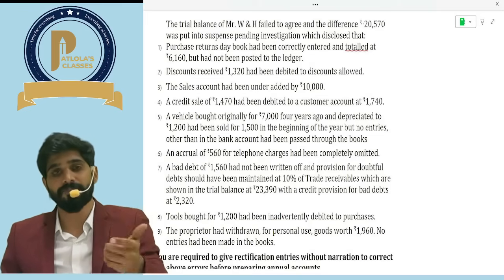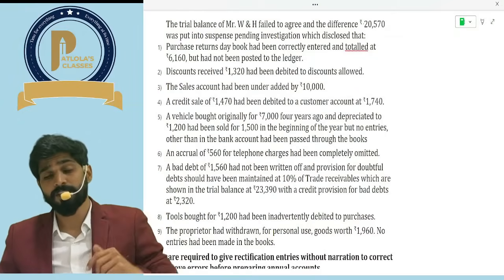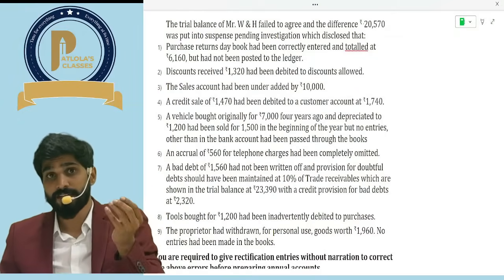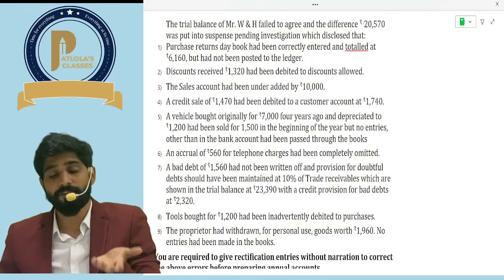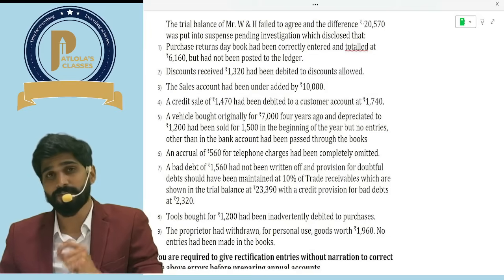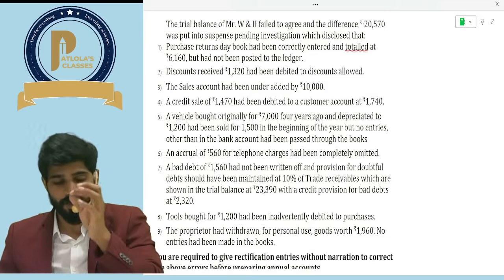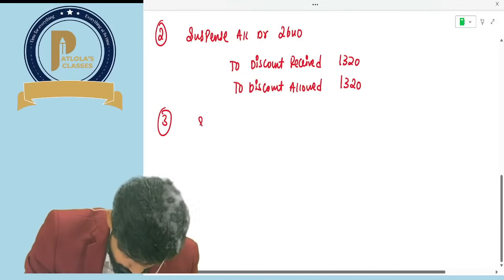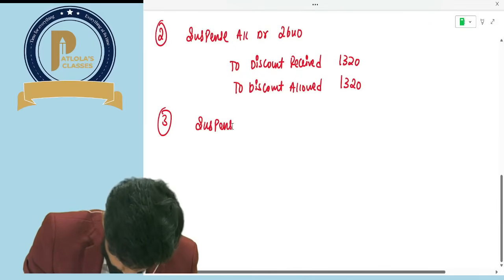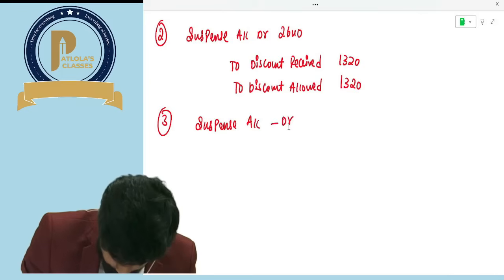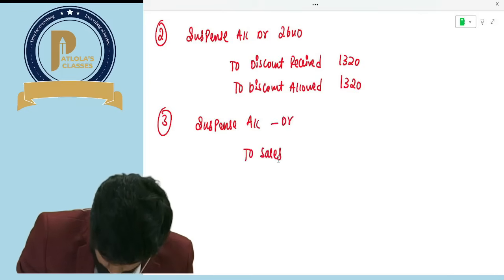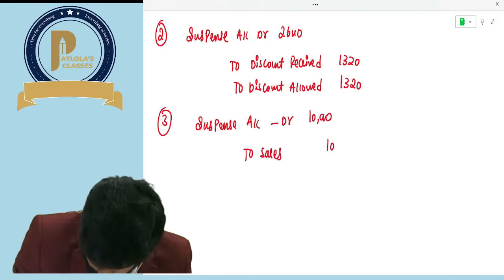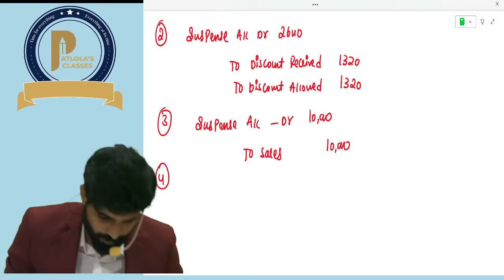Now that we are rectifying, the suspense account has to be debited, and in order to increase the sales, we have to credit the sales. So the rectification entry will be suspense account debit to sales. Amount is 10,000. Let us write suspense account debit to sales. Amount is 10,000.